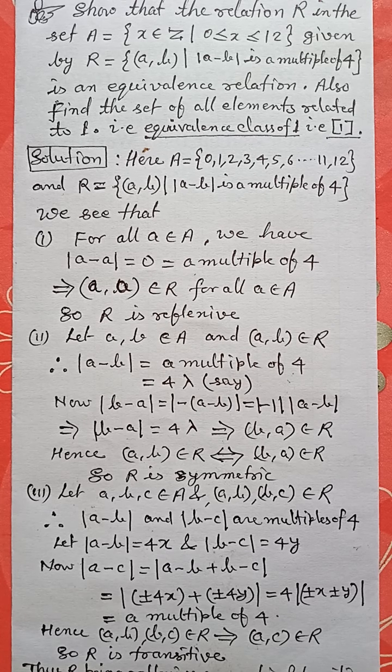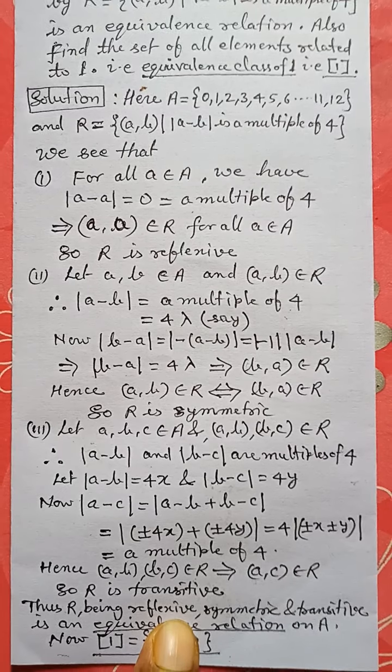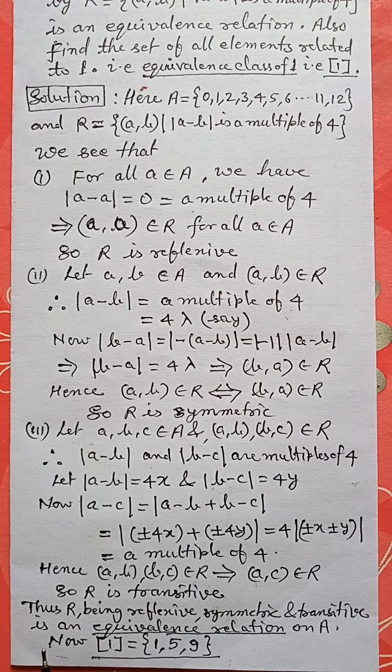And R, being reflexive, symmetric and transitive, is an equivalence relation on A. Now, the equivalence class of a particular element 1. Now, you have to look for the elements of A which are in relation with this particular element 1.